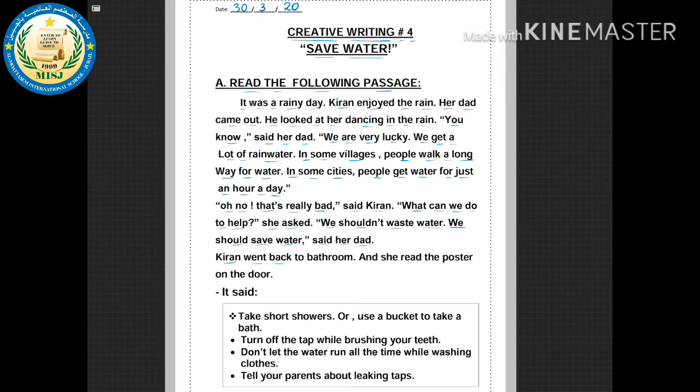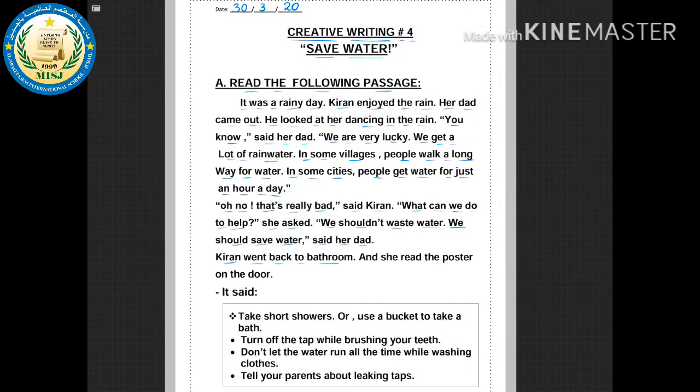Kiran went back to the bathroom and she read the poster on the door. It said, number 1, take short showers or use a bucket to take a bath.